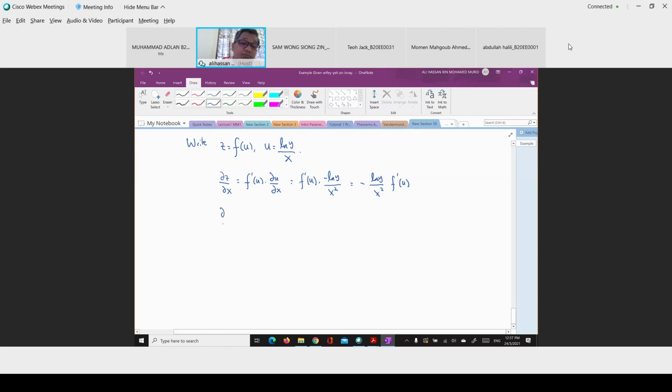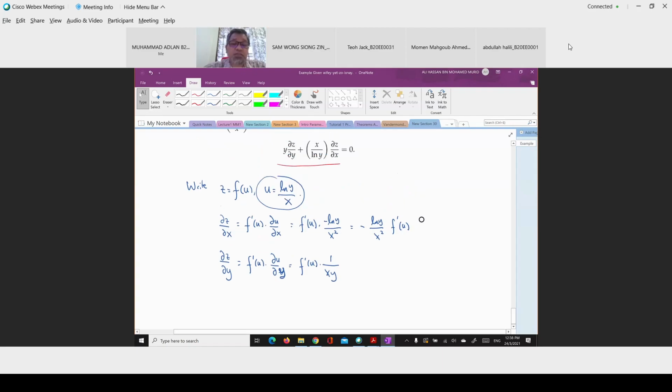What about z partial y? Again, we use the formula, f prime u times u partial y. What is u partial y this time? Differentiating with respect to y, holding x constant. ln y becomes 1 over y, right? When you differentiate ln y with respect to y, it is 1 over y. So we also have x downstairs, so it is 1 over xy.